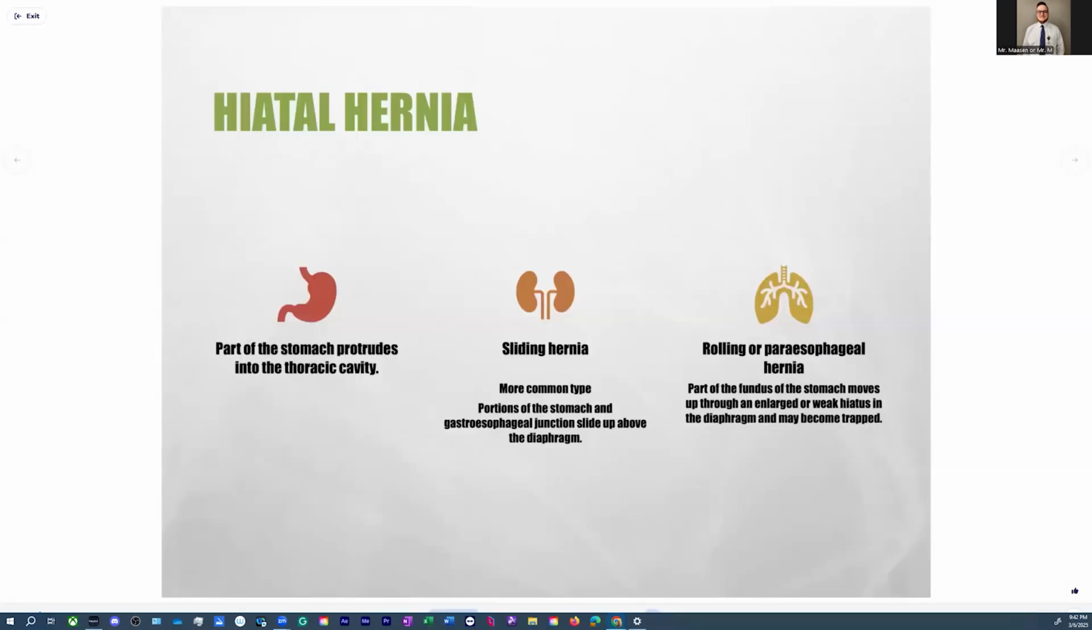So another need to know. This is a need to know, everybody. Need to know is hiatal hernias. What is a hiatal hernia?